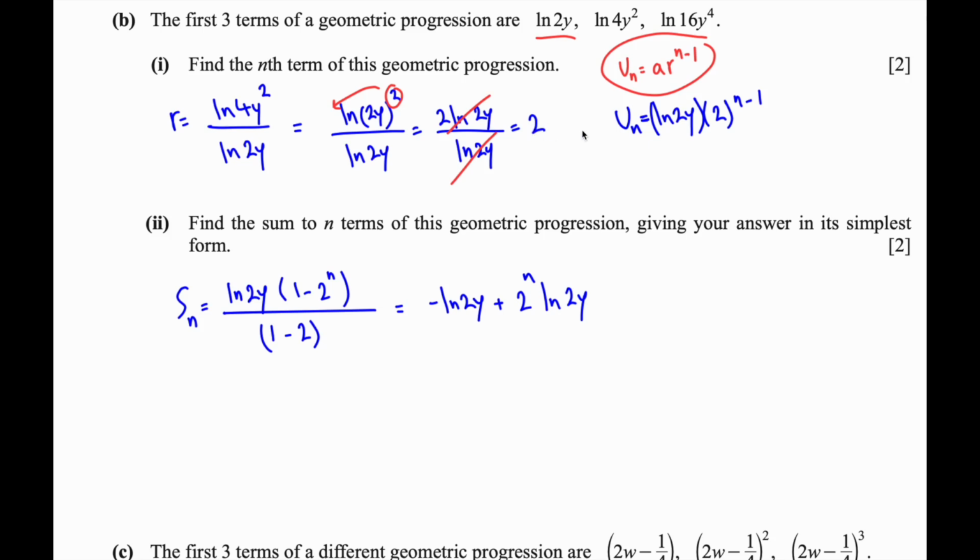So that's the r. You just go ahead and make the substitution, and this is the nth term. In the second part, I have to find the sum to n terms of this geometric progression, giving my answer in its simplest form. So if you refer to the formula for the sum up to the nth term, it's actually a times 1 minus r to the power of n, divided by 1 minus r.